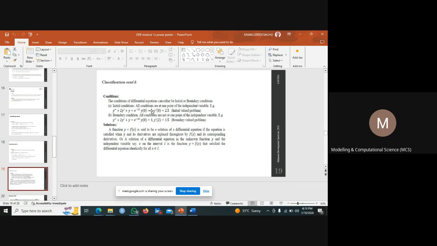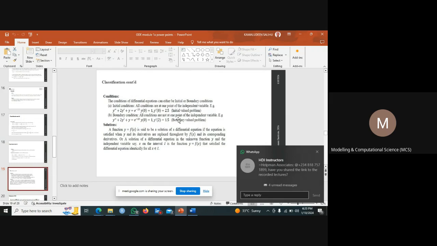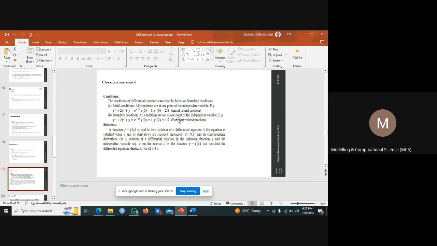Like what you are seeing here: y of 0 equals 1. So the dependent variable here is 1 at time t equals 0. That is the equation they capture here, still at the initial point. You can also have y prime of 0 equal to 2.5, and that is also an initial value problem.